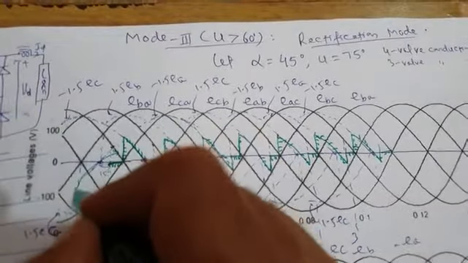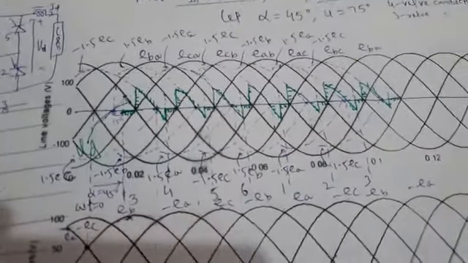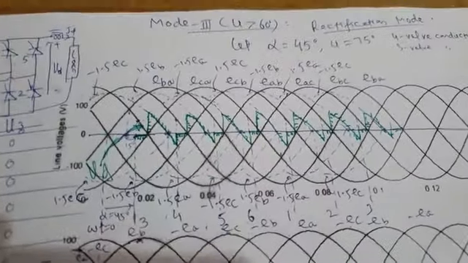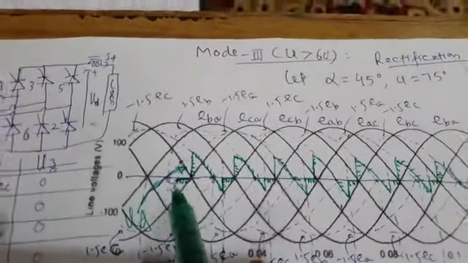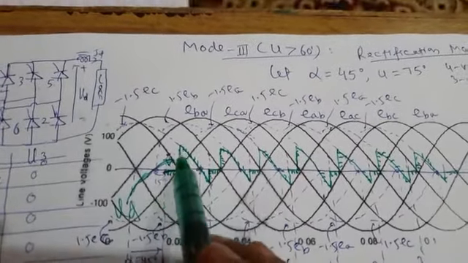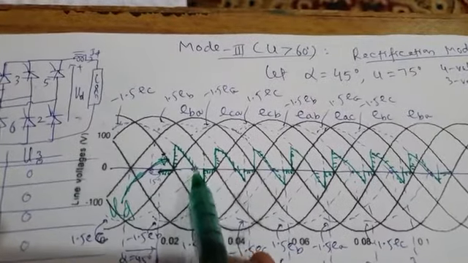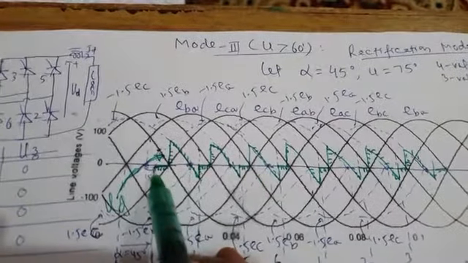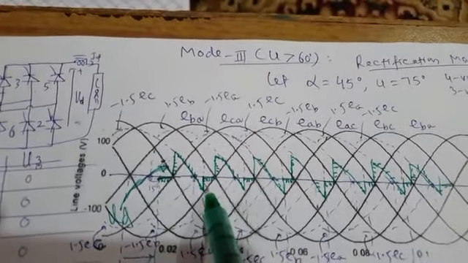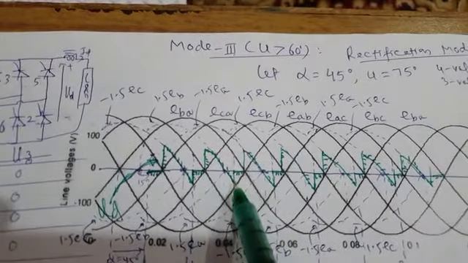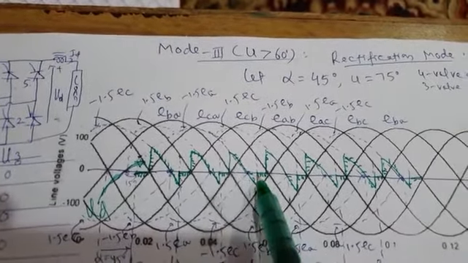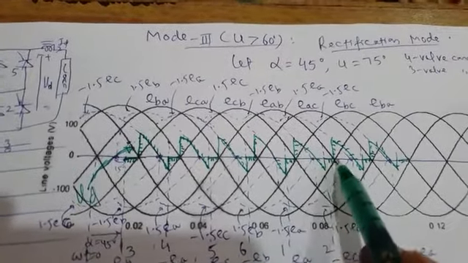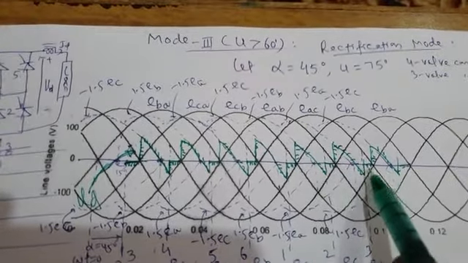So I will mark it as VD. VD means load voltage waveform. So this is your load voltage waveform, VD. Fine. So load voltage during 15 degree intervals is 0, and during 45 degree intervals it is either minus 1.5 times some phase voltage or plus 1.5 times phase voltage. So it is 0, minus 1.5 EC, then again 0, then plus 1.5 EB, then again 0, minus 1.5 EA, 0, 1.5 EC, 0, minus 1.5 EB, 0, plus 1.5 EA, and so on.